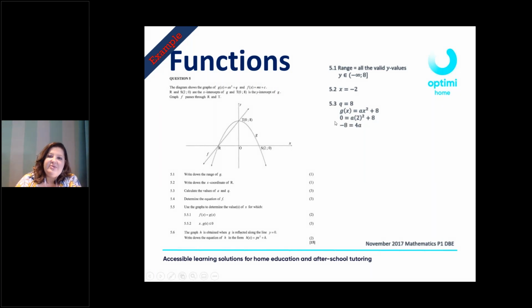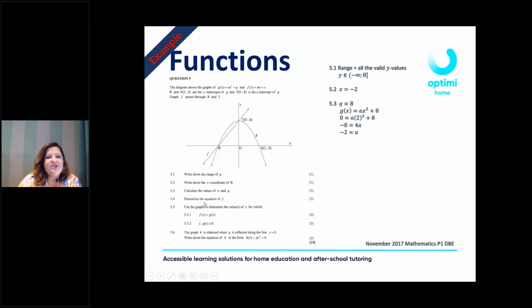Taking my 8 over, it will become -8. 2 to the power 2 is 4. And to get my A alone, I need to divide by 4 on both sides. So I have my Q, which is 8, and I have my A, which is -2, and that is what they asked of me.